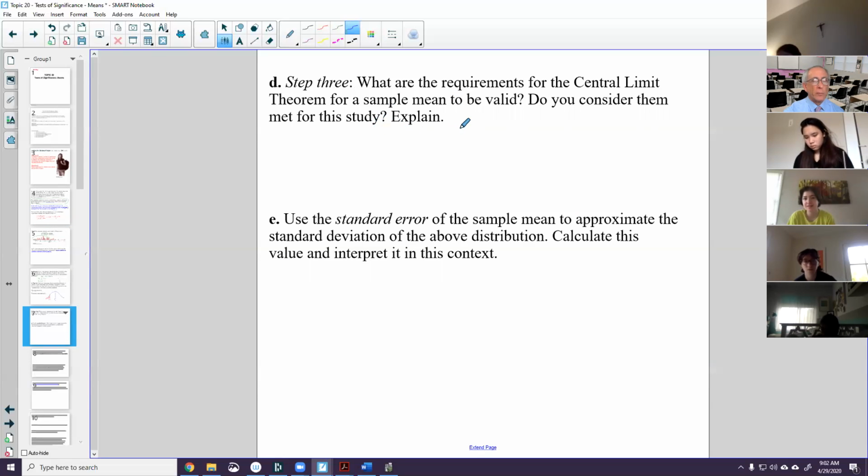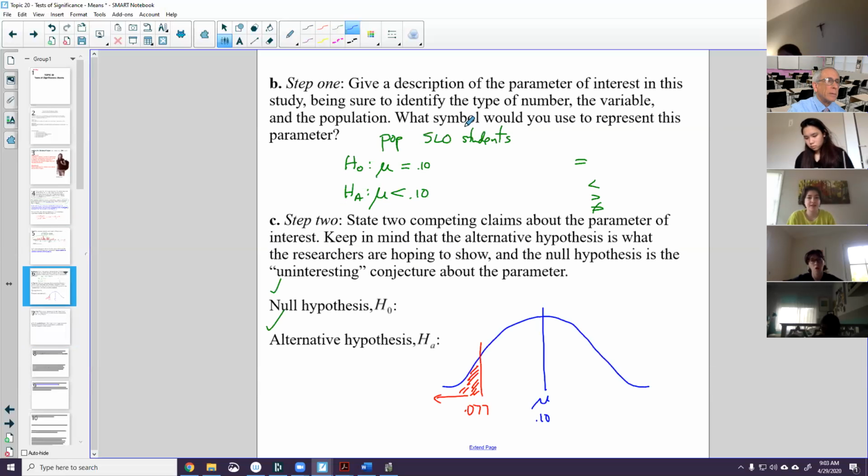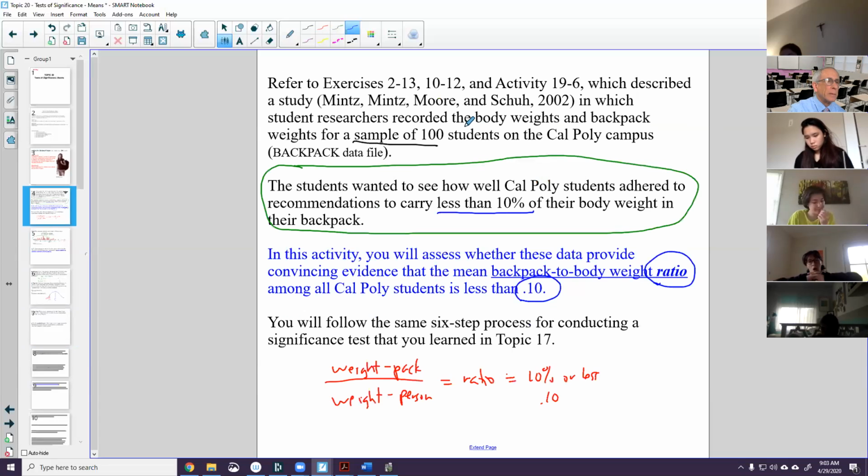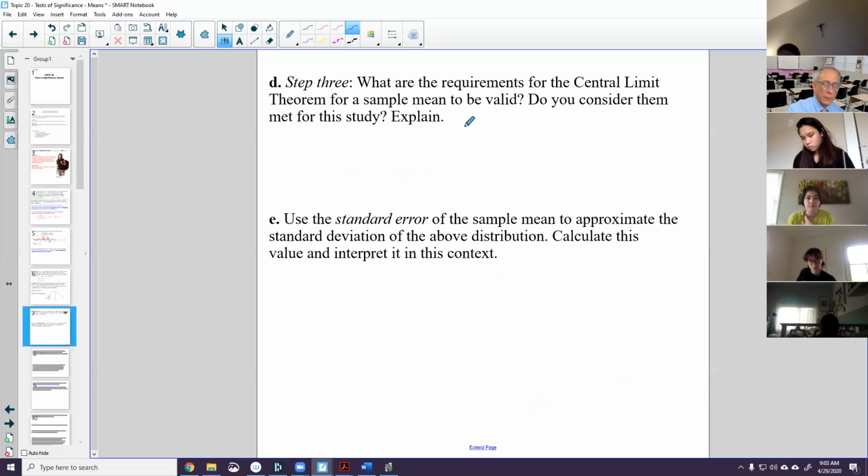So were they randomly selected? Well, they say they got a sample of 100 students. I think we just kind of need to assume that they were randomly selected, right? So that's one characteristic that has to be true for the central limit theorem. So were they random? Yes. And we'll assume yes.